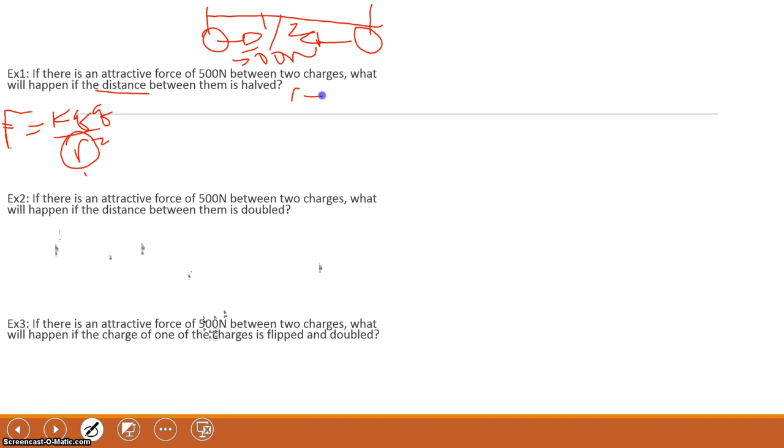How is it going to be changed? R is going to be half of its original amount. Everything else is staying the same, so divided by 1/2. Don't forget to square it because it's R. K is not changing, so K is 1. Q1 is not changing, so Q1 is 1. And Q2 is not changing, so Q2 is 1. So 1 times 1 times 1 divided by 1/2 squared, which is 1 divided by 1/4, which is equal to 4.